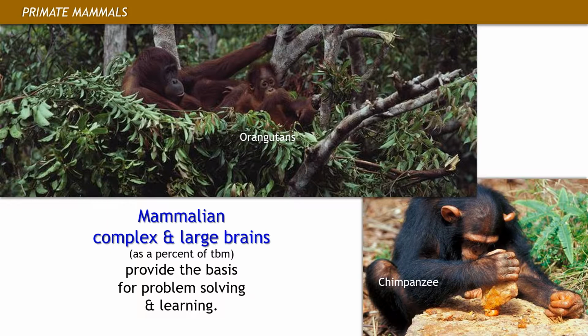Mammalian complex and large brains as a percent of total body mass. So it is true that primates have complex and large brains that are outside of the range of other mammals, but mammalian evolution is about the development of a complex and large brain for body mass. So compared to a horse, a primate has a very large brain, but all mammals have large brains for body mass compared to non-mammals. This provides the basis for problem solving and learning.